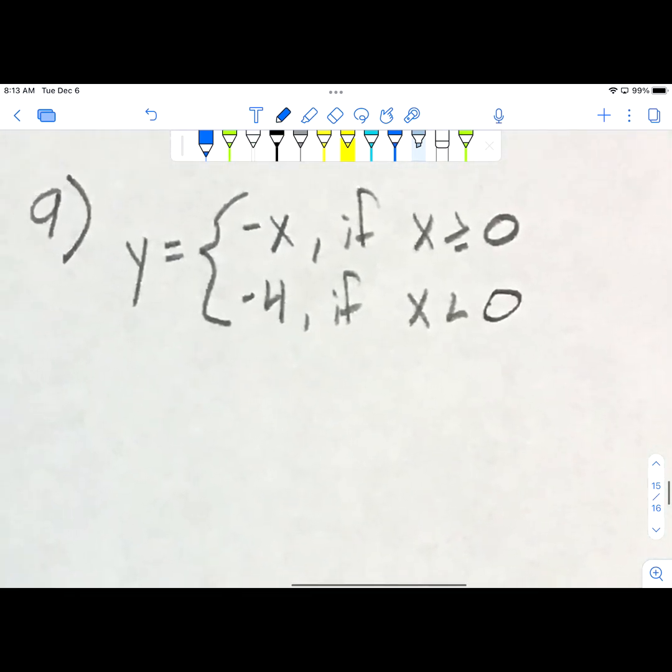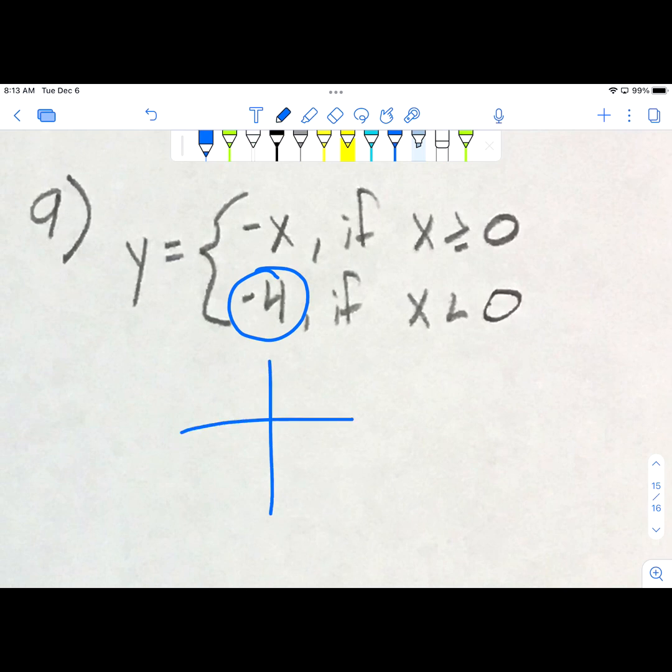Here's what I got for number 9. Number 9 was a little bit goofy because this is a horizontal line, right? 1, 2, 3, 4. This would have looked like that. So remember, for horizontal lines, we do not need to have an x in our equation.